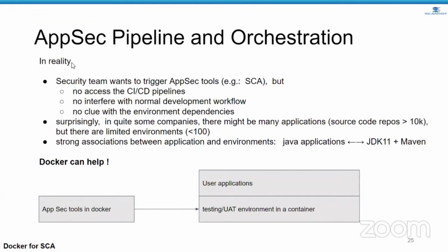So in reality, we see that if the security team wants to build such an application security pipeline, they encounter some issues. For example, they don't have access to the development CI/CD pipeline, because usually in an organization the security team and the development team are two separate teams. They also don't want to interfere with normal development, and they don't want to deal with environment dependencies. Nowadays applications need a lot of stuff installed, and they don't want to bother with maintaining it.